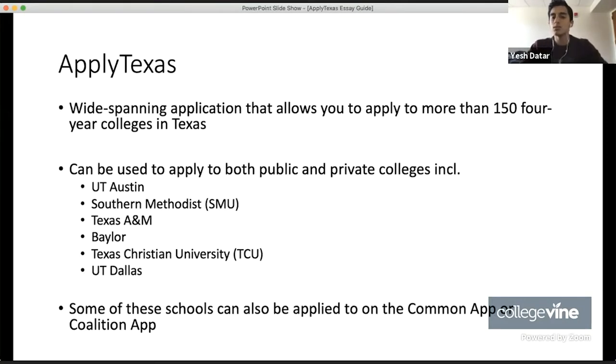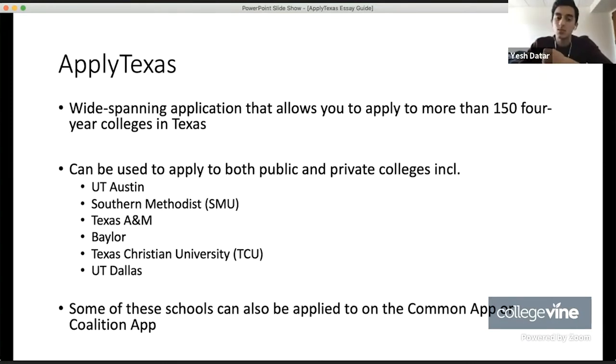Now, it's also important to note that you can't just apply to these schools on ApplyTexas. You can also apply through the Common App or the Coalition App. And so sometimes you might have to make a more prudent decision. So if you're only applying to one Texas school and you've already launched the Common App, you've already filled out your profile to apply to out-of-state schools, it might just be wise to use the Common App. Just apply to the Texas school that you want to with the Common App.